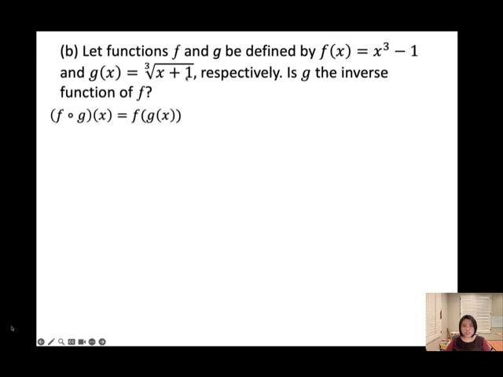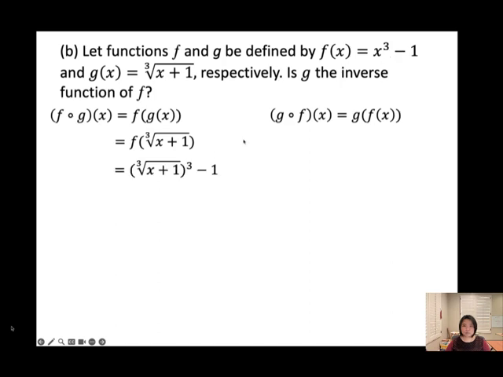So the g of x will be the cube root of x plus 1, and then plug it into the f. So the cube root and the cube cancel out. You're going to get x. So this is good. Okay, we're going to check this one also, the g of f of x.